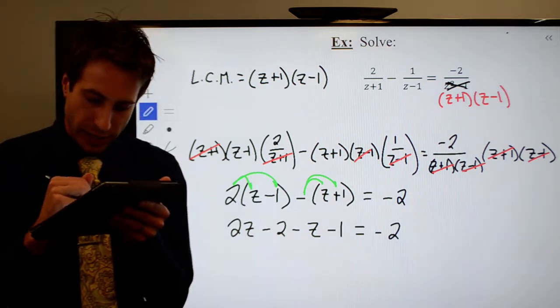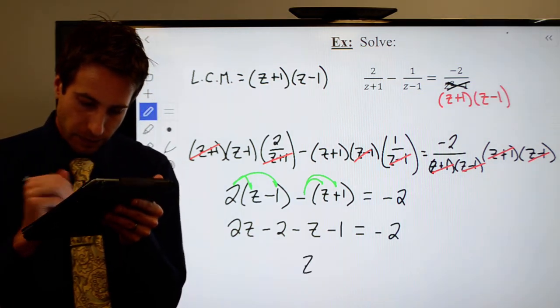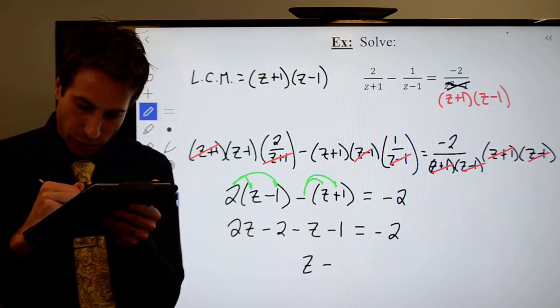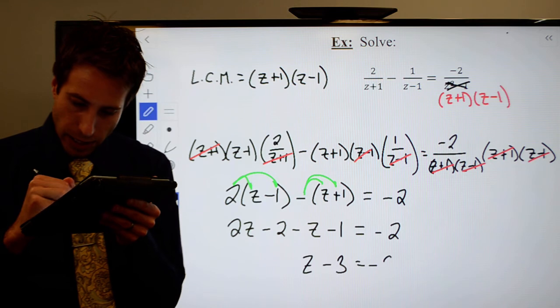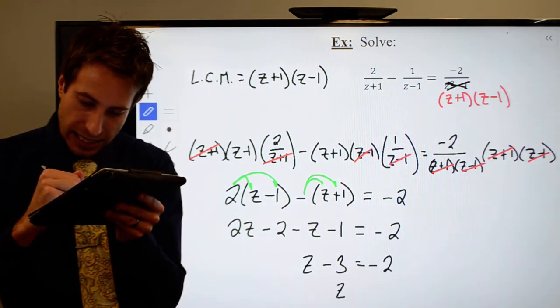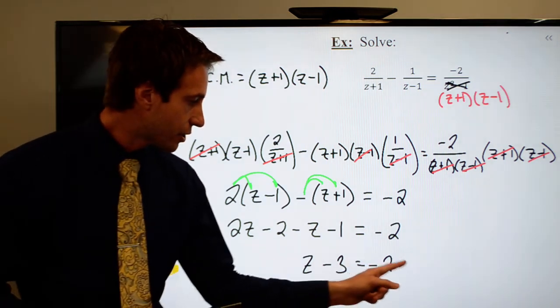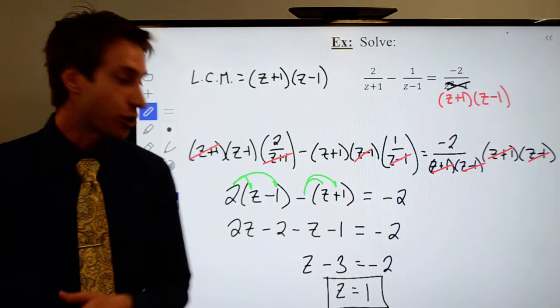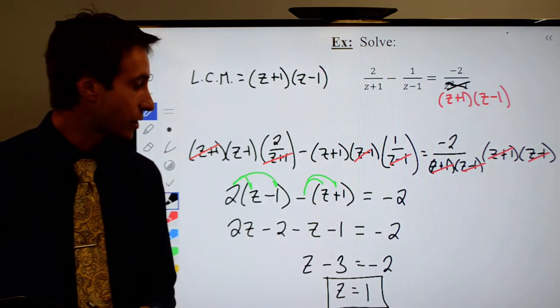Okay, let's see here. 2z minus z leaves me with a z. Minus 2 minus 1 leaves me with a minus 3 is equal to negative 2. Add the 3 to the other side. Z is equal to negative 2 plus 3, so I get z is equal to 1. All right, so there we go. There's my solution. That one was a little bit easier to do than the last one.